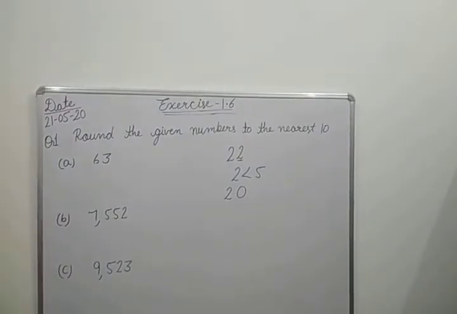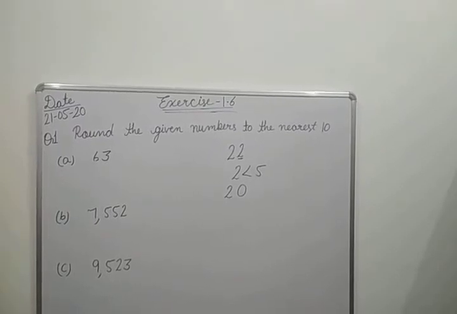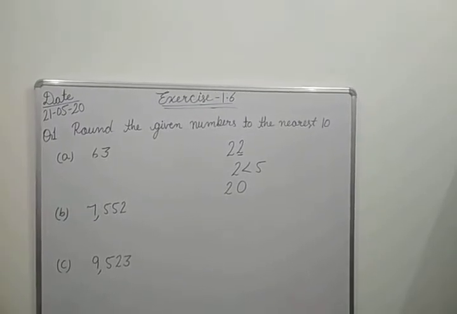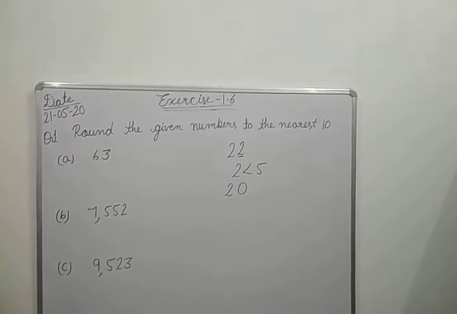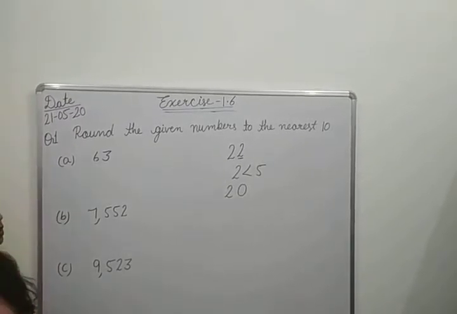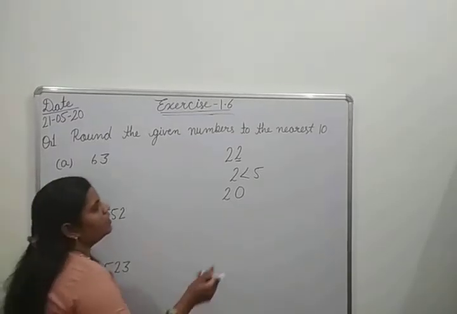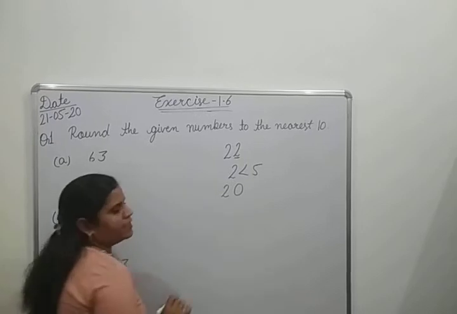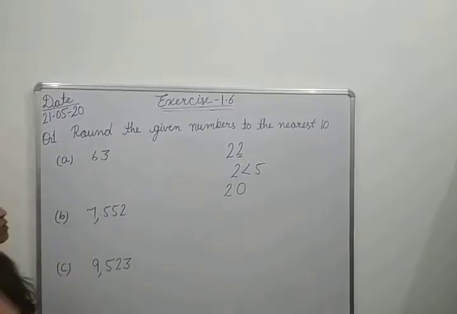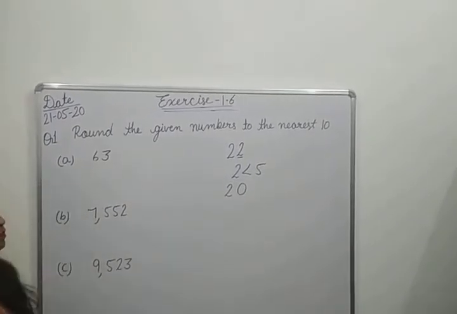Clear? It means if the digit at the ones place is less than 5, replace the ones digit by 0 and keep the other digits the same. Okay? Here we will write the same digits and we put 0 on the ones place.